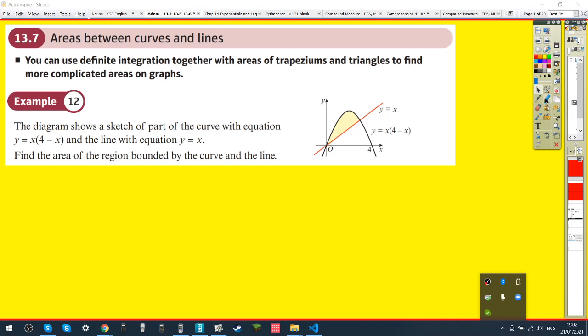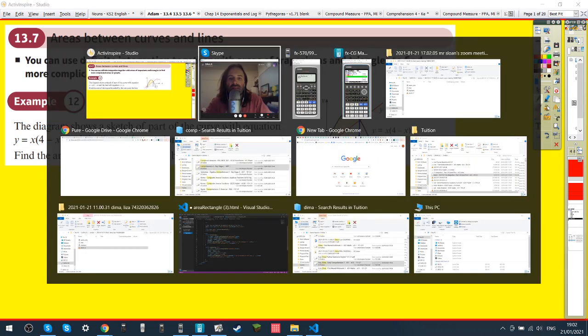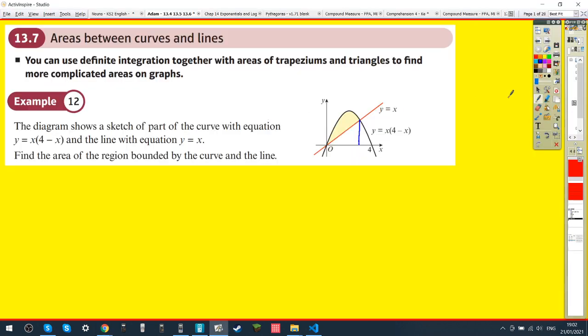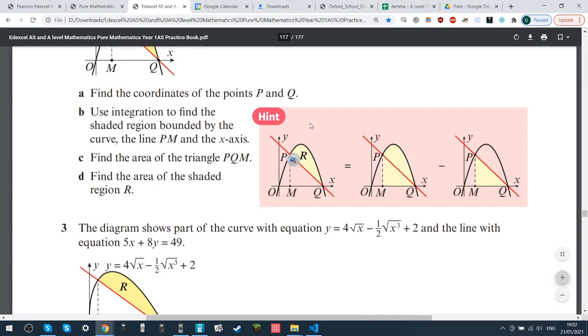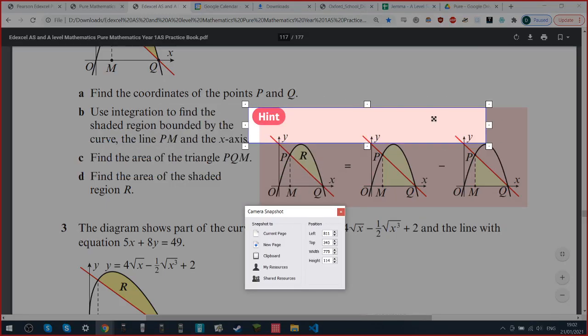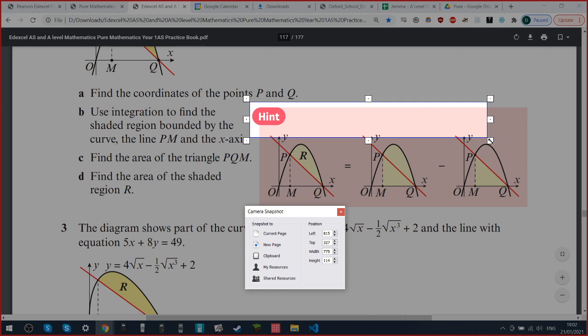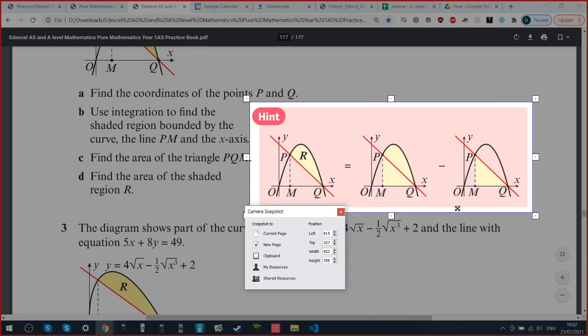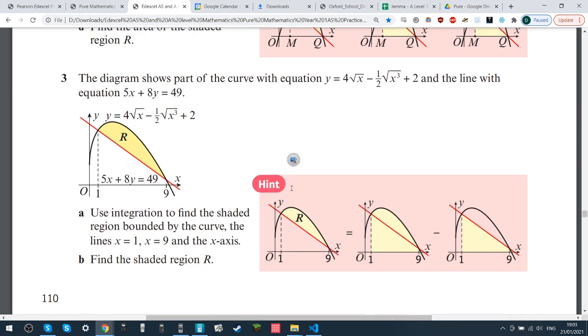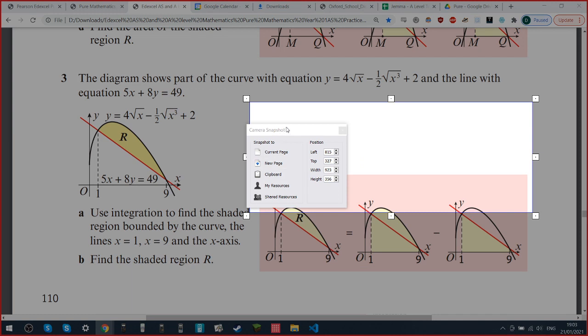What you would need to do is to find where they cross over. And actually, I saw a pretty good illustration of this. Let me bring this in. So the shaded area that we need for this one, you would find the total area minus the other area. And that looks very similar. Yeah, it's very similar. Let's take this one in as well.